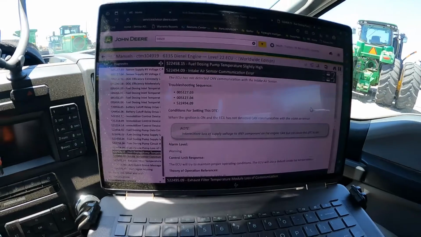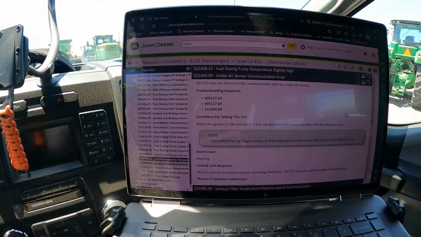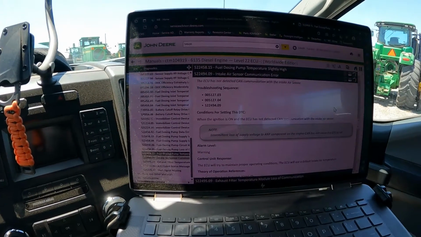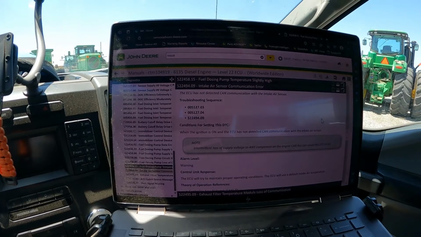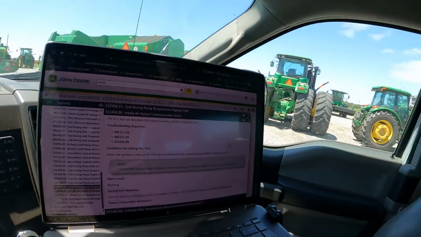So we're looking at this code here on Service Advisor, this 522.494.09 intake air sensor communication fault, okay? So basically it's saying the ECU has not detected CAN communication with the intake air sensor. And so what's interesting is that intake air sensor is on the CAN communication link in the tractor, so it is communicating back to the ECU via CAN bus, okay?